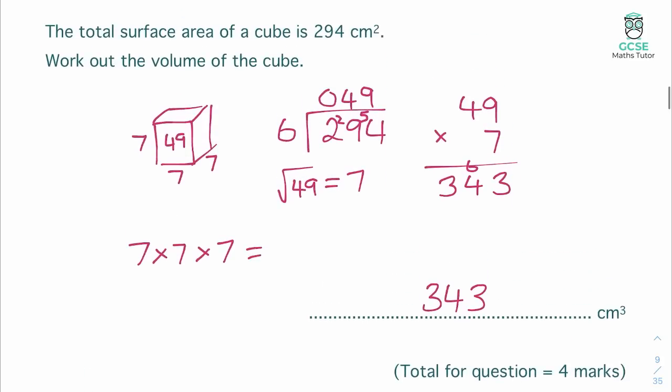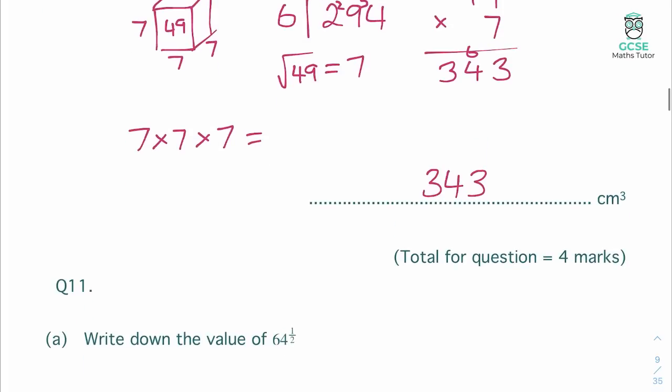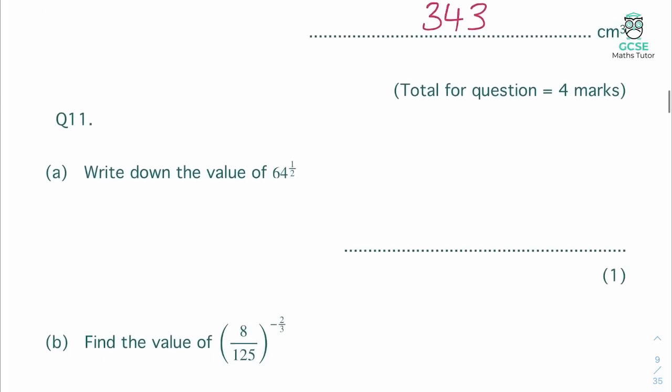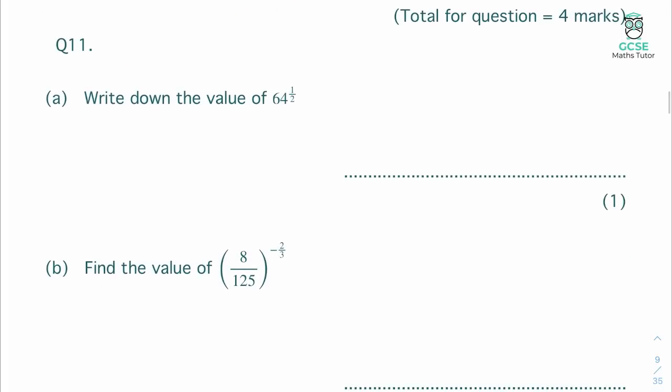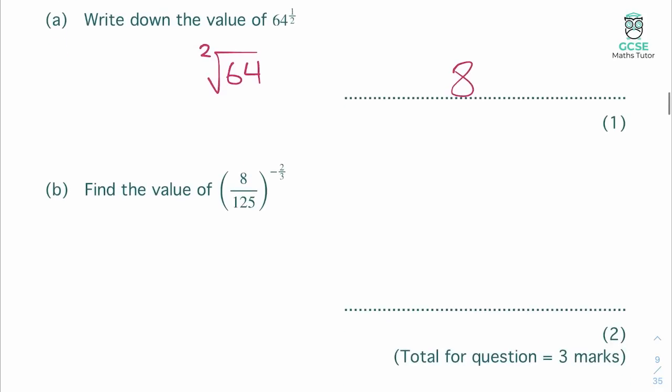There we go, there's a bit of surface area and volume with cubes involved. Okay, so we've got some fractional and negative indices. So the first one's okay. Whenever there is a fraction involved in a power, the bottom number is the root and the top number is the normal power. So this is 64 to the power of 1 over 2. So 1's the normal power, 2 is the root. So it's just the square root of 64, and that's 8. So there we go, there's our answer for that one, nice and quick.